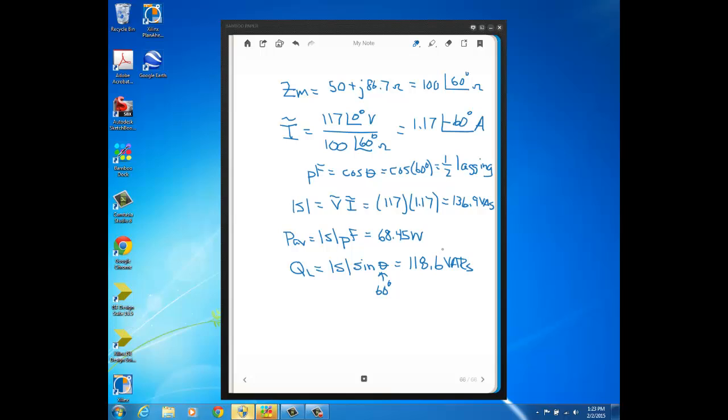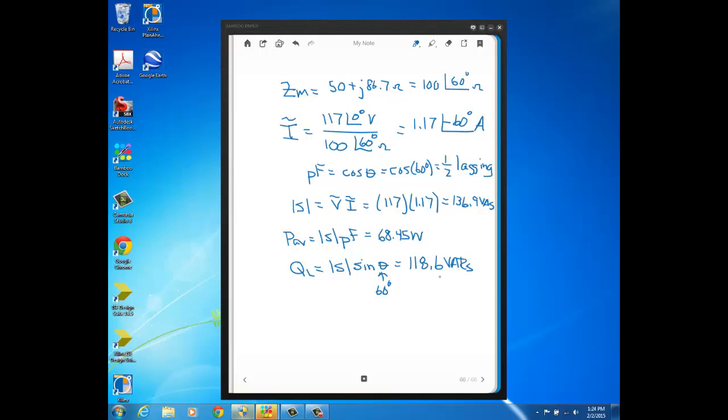Okay, now I just want to point out that this isn't the only way to come up with the quantities P average and Q, the reactive power. We could have also found P average by I squared R. This current flowing through the impedance is the same current through the resistance of the impedance and the reactance of the impedance. So if you take 1.17 squared times the resistance, 50 ohms, you'll get the same 68.45 watts. And then QL you could calculate by I squared X. So 1.17 squared times 86.7 will give you the same answer of 118.6 VARs.